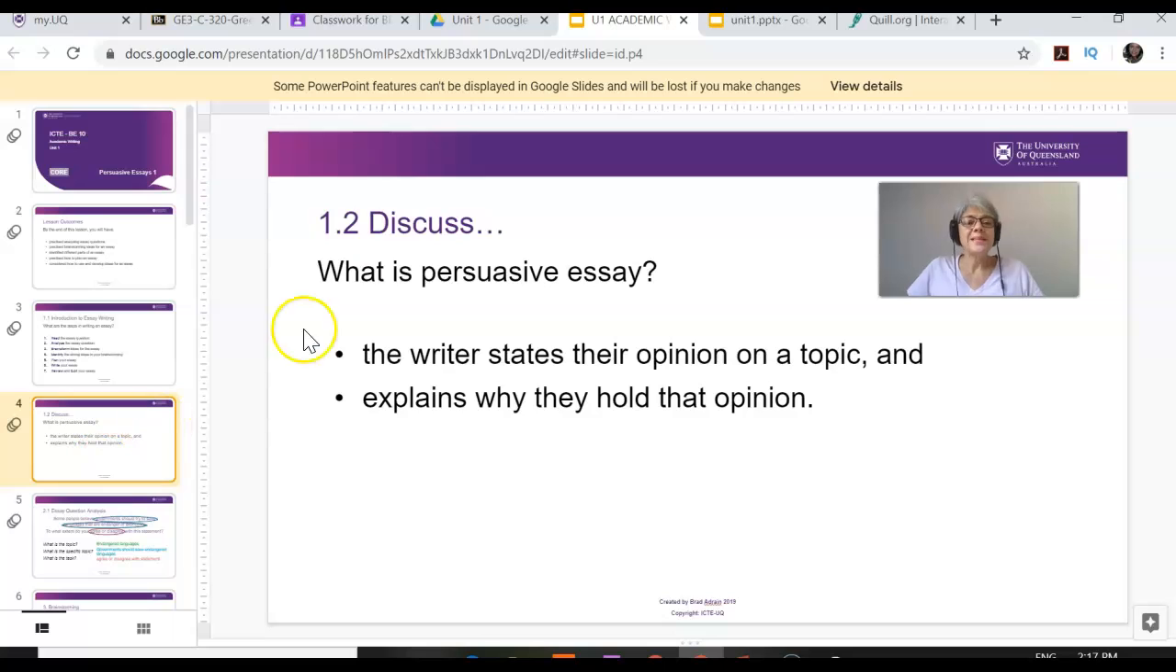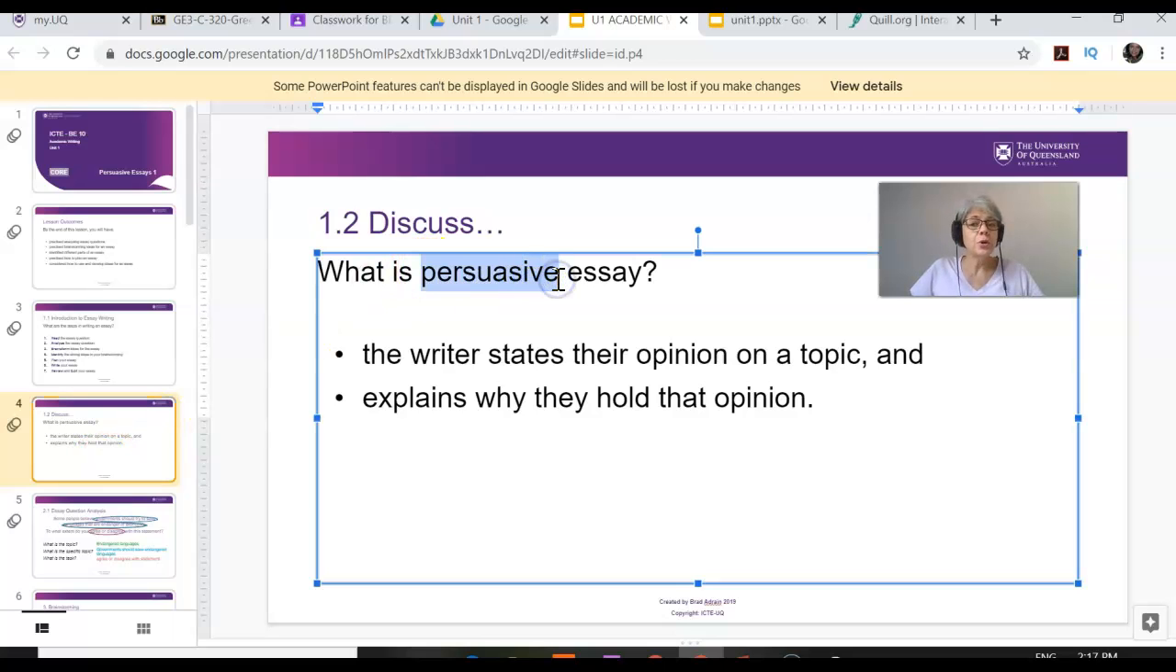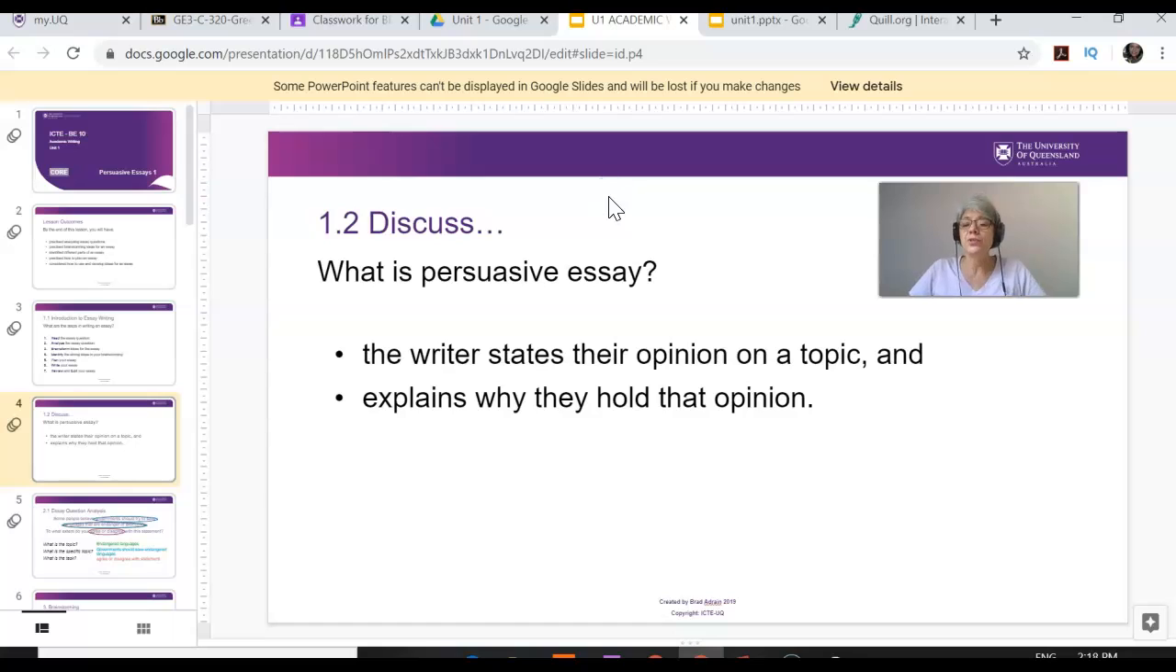What is a persuasive essay? This word here also means opinion essay, argument essay. So in this essay, you must state your opinion. If the examiner cannot see your opinion clearly, your score will go down for task achievement. Then you have to explain why. Opinion, reasons. That's how a persuasive essay or an argument essay is different from the other types.